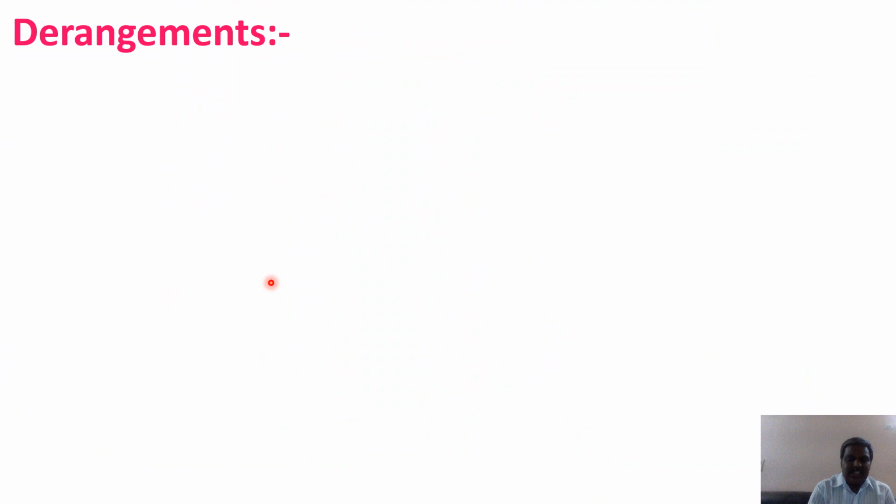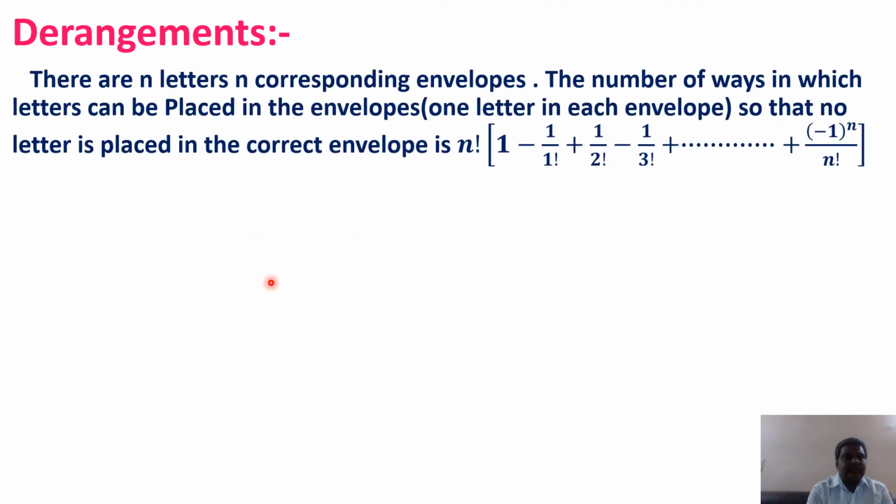Derangements. I can explain derangement through one example. There are n letters and n corresponding envelopes. N letters are there, and n envelopes are there. That means one letter goes to one envelope, one correspondence.